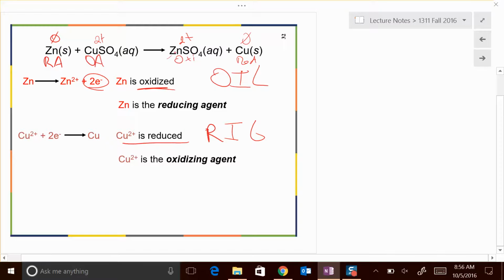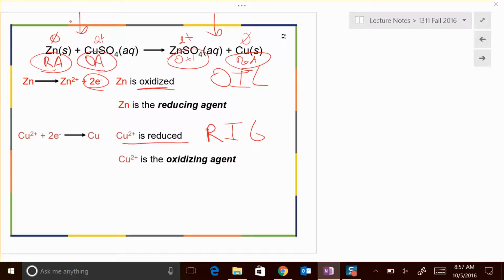So over here, I'm oxidized. Over here, I'm the reducing agent. Over here, I'm reduced. Over here, I'm the oxidizing agent. Okay? So you first identify the products, and then you can identify what the reactants are, the reducing or oxidizing agent. Okay? So they're simply the opposite of that.